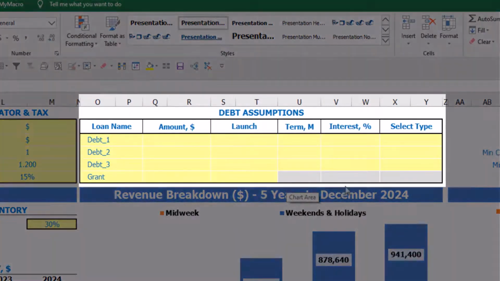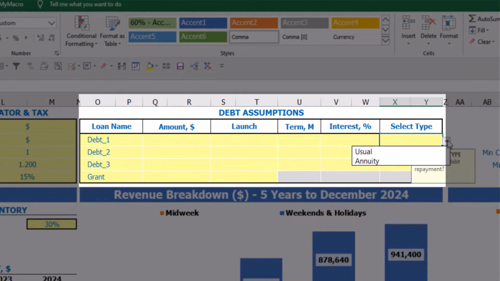Also on the top of the dashboard you have debt assumptions. Let me show you how it works. So for each debt you are able to select the debt type. There are two debt types in the model, which is annuity and usual. Annuity means that each monthly payment, which consists of your debt repayment plus interest expenses, will be equal each month. In case you select usual, your main debt repayments will be equal parts and interest will be just interest on the debt's closing balance.